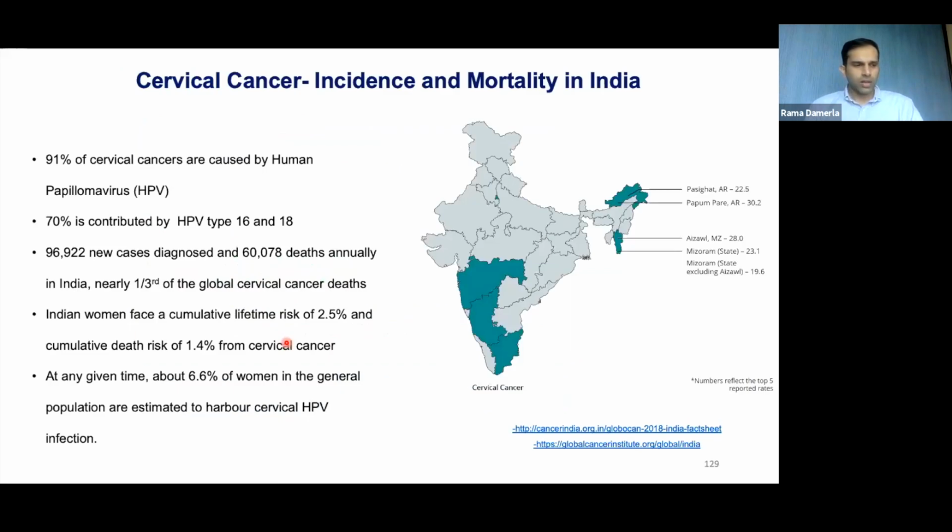So I'm going to move into another project that we are doing. This is a project in cervical cancer. Cervical cancer is a huge problem in India, and 91% of all cervical cancers are caused by human papillomavirus infections. Out of these, 70% is contributed by HPV type 16 and 18. Every year, almost 1 lakh new cases are diagnosed, and 60,000 deaths are reported annually. And actually, India accounts for 1/3 of all global cervical cancer deaths.